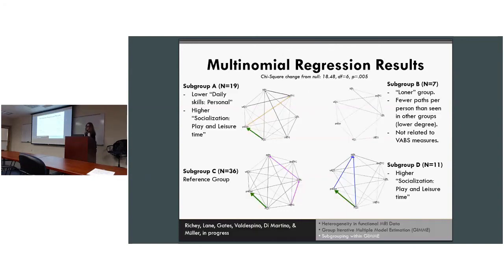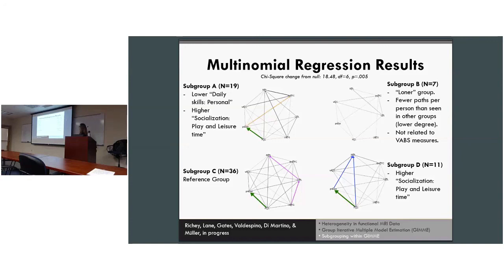And so we just did a multinomial regression where we had C as the reference group, since that was the largest. What we can tell with the multinomial regression is what predicts being placed in each of these subgroups. And what we found was that with decreases in your daily personal skills, you are more likely to be in subgroup A. With increases in your socialization, you're more likely to be subgroup A as compared to subgroup C.